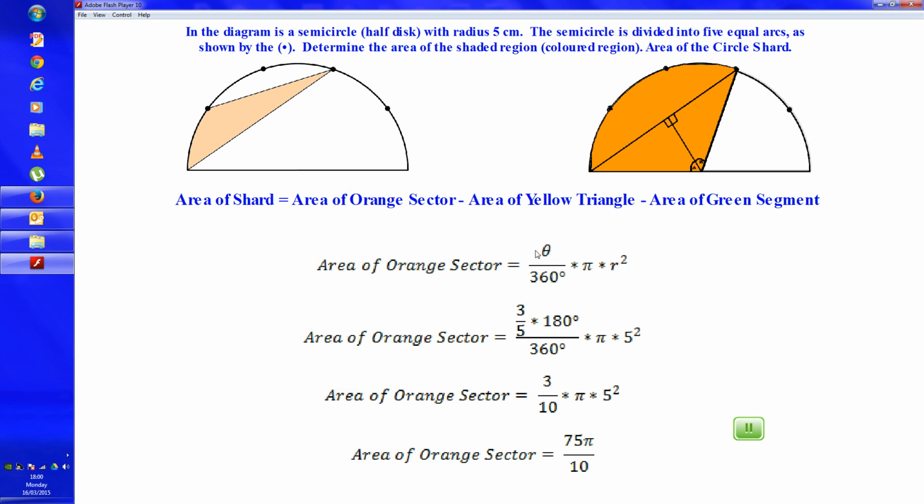So theta in our case, because we have a semicircle, is 180 degrees. Now the 180 degrees is divided into 5 equal sections, and 3 of those sections are in the orange sector: 1, 2 and 3. So 3/5 of 180 degrees upon 360 multiplied by pi r squared. That equates to 3/10 of pi r squared, which is 75 pi upon 10. I've left this as 75 pi purely because we can cancel it later and get the solution that we're looking for. So let's move on.